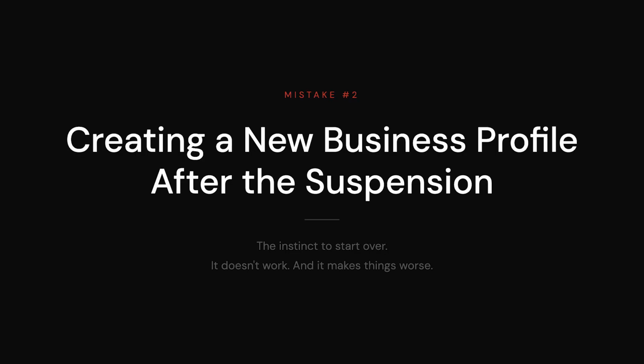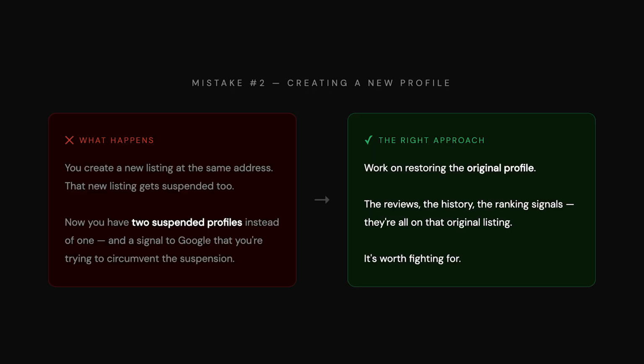Okay, the second mistake people make when their Google business profile is suspended is creating a new business profile after the suspension. When your Google business profile gets suspended, the instinct is to start over. Create a clean listing, move on, and get back online fast. Well, it doesn't work and makes things worse. You have to know that creating a new listing at the same address or for the same business while your original profile is suspended can result in that new listing being suspended as well. And now you have 2 suspended profiles instead of 1.